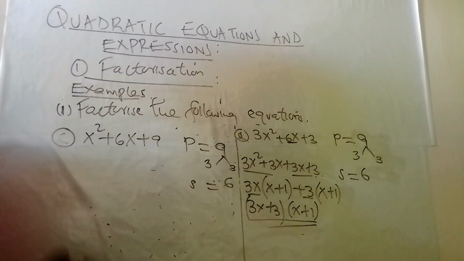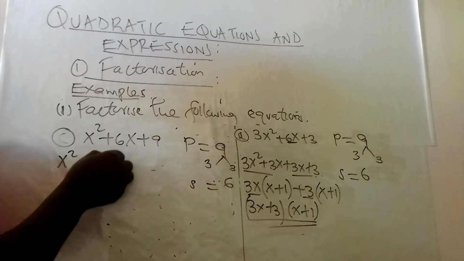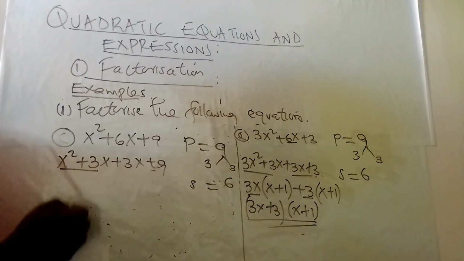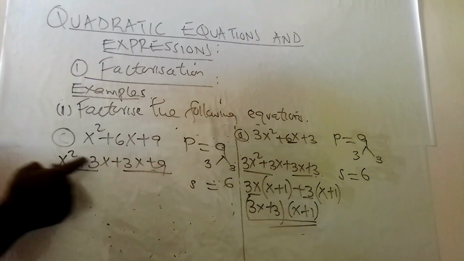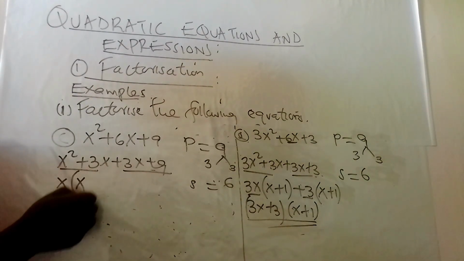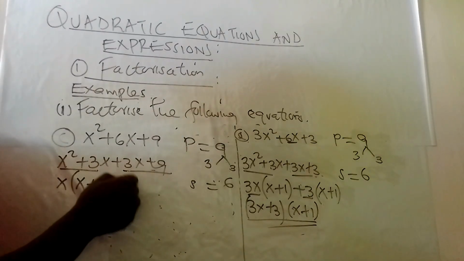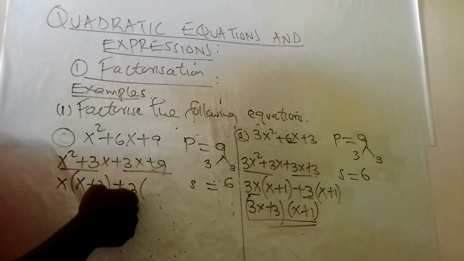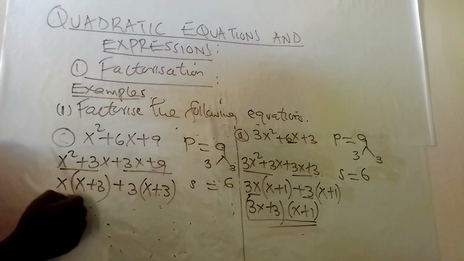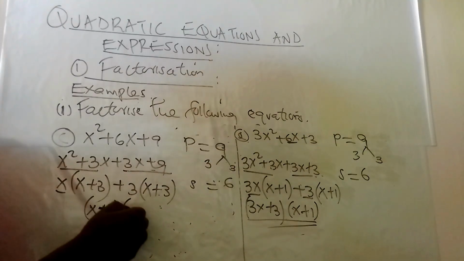Numbers are 3, 3. You factor out here, you're going to have x squared plus 3x plus 3x plus 9. Then you group them into 2. What is common between x squared and 3x? x is common. When you factor out x here, you're going to be left with x plus 3. What is common between 3x and 9? 3 is common. When you factor out 3, you're going to be left with x plus 3. Then combine what is outside the bracket. This is x plus 3. Then x plus 3 is our solution.